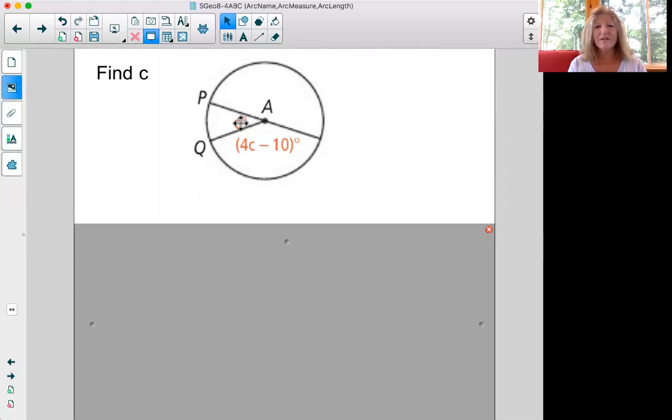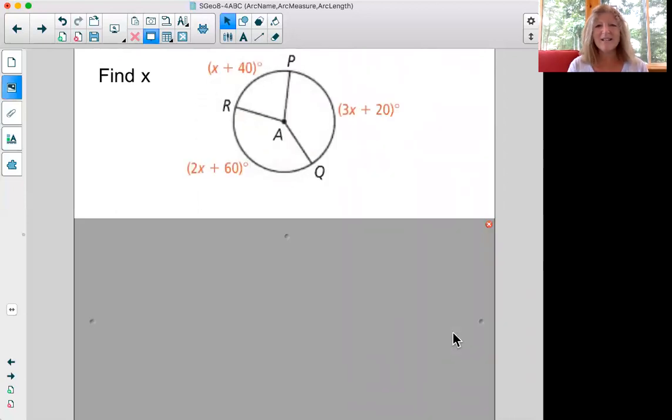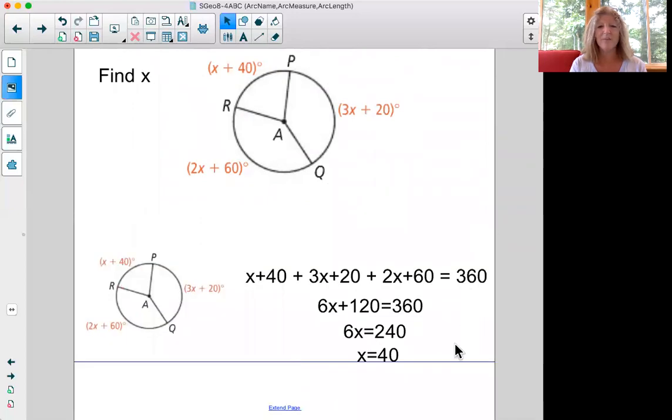We know that these are a linear pair, and so their measurements will add to 180, and we can create our equation and then solve for C. Pause, practice on your own paper, and then press play for the solution. We know that the degrees all the way around the circle are 360 degrees, so we can add those up by the arc addition postulate, and we can create our equation and solve for X.